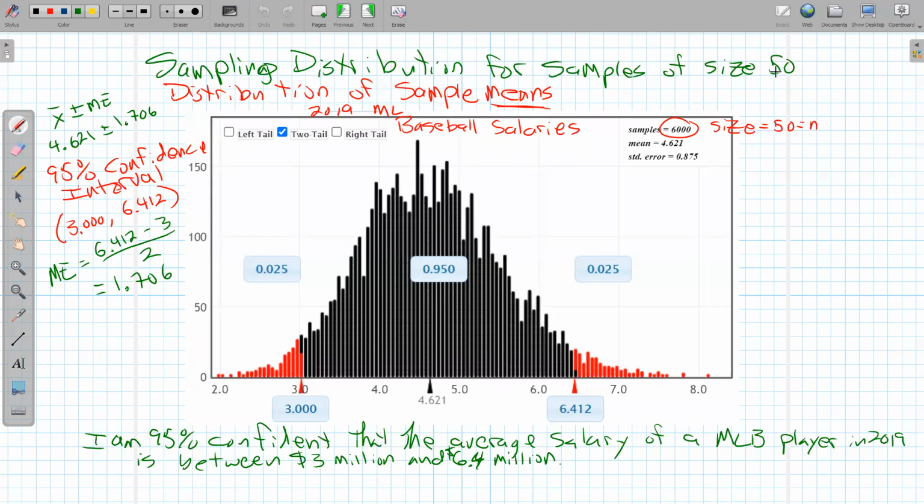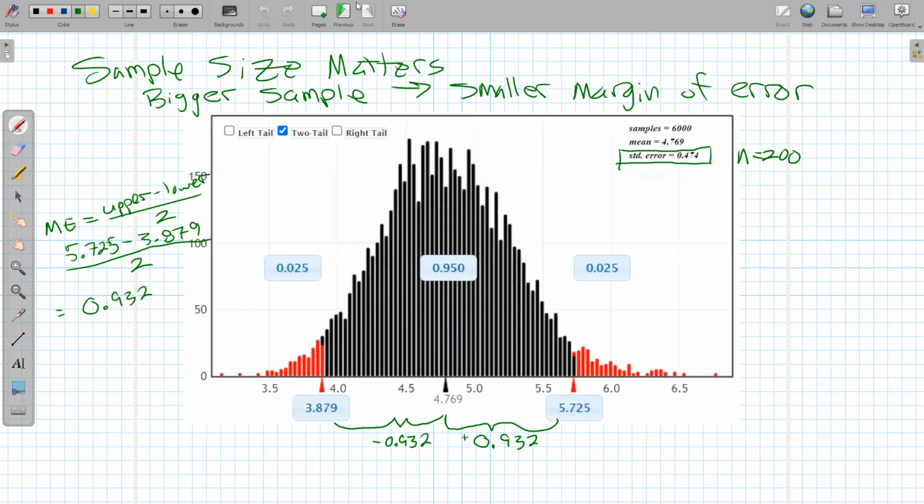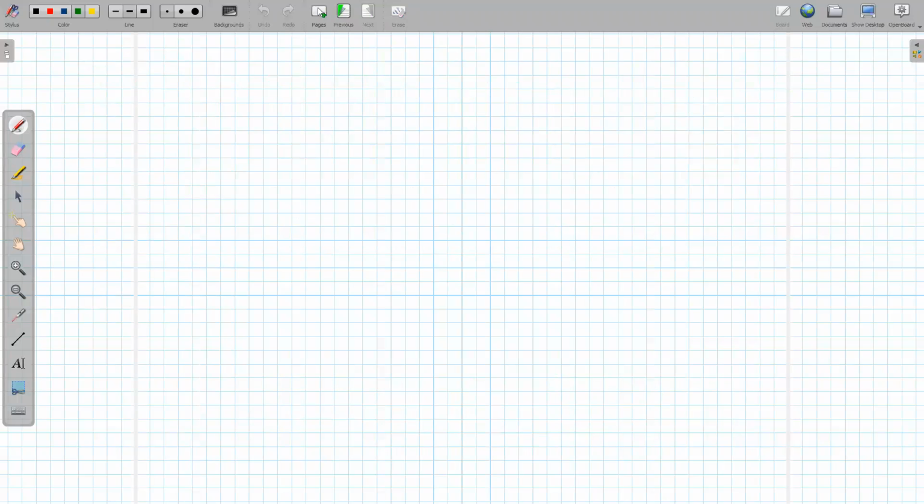So the next topic related to this is, what's the difference between this thing called STD error, which is standard error, and margin of error? So here my standard error was 0.875, margin of error was 1.706. In this next example, my standard error was 0.474, my margin of error was 0.932. The relationship between those two is related to that 95% rule we learned a while back.